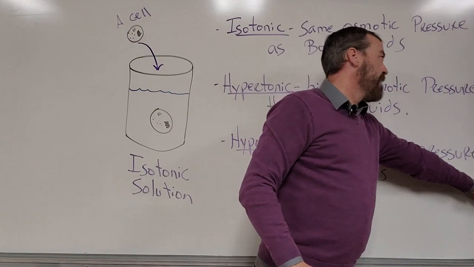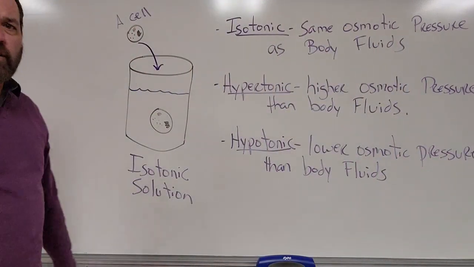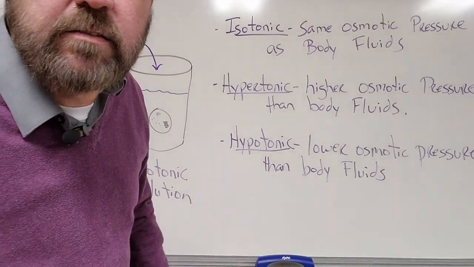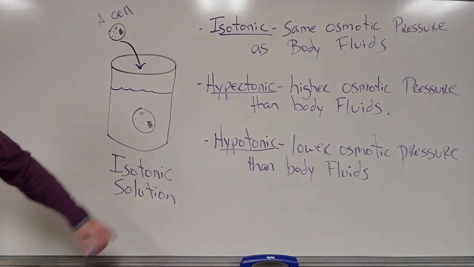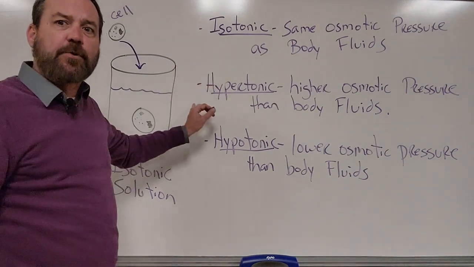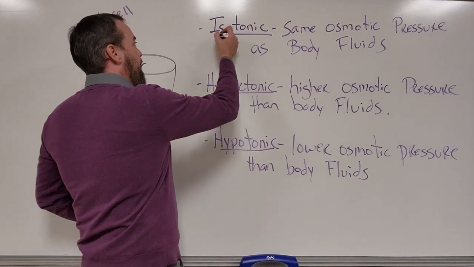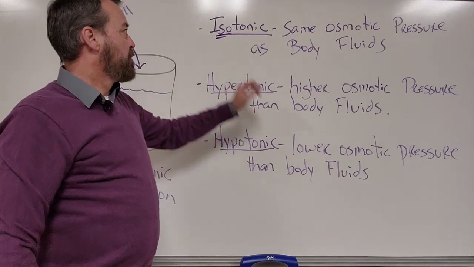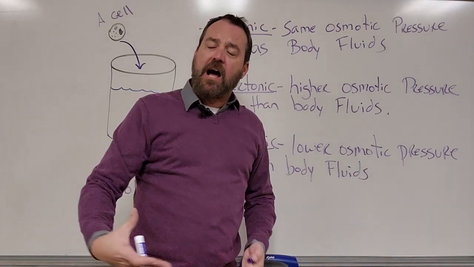So let's apply some osmosis practically. We have 3 kinds of solutions. We have isotonic solutions, we have hypertonic, and we have hypotonic solutions. So iso just means same. So isotonic is the same osmotic pressure as our body fluids.